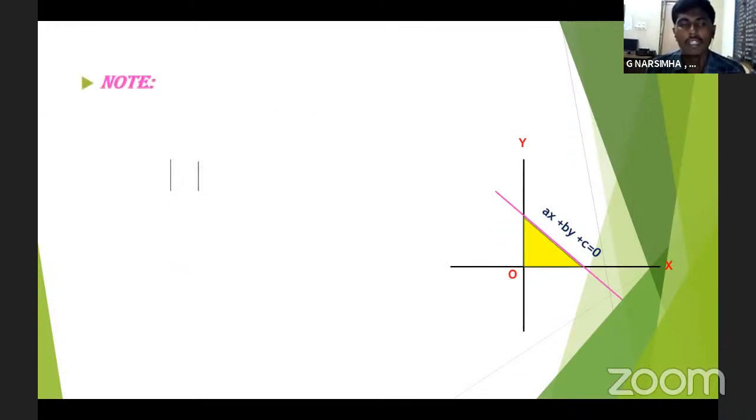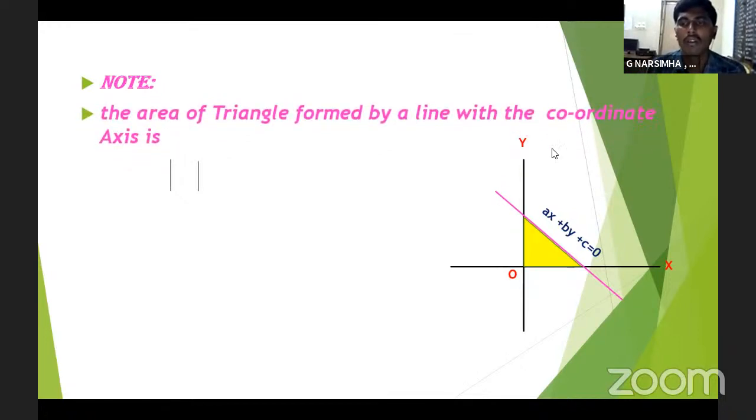This is one important note. Actually, this concept was covered in your previous academic year, that is 1B. The area of the triangle formed by a line with the coordinate axes, meaning both the x-axis and y-axis, is half into modulus of c square by ab, or simply we can write modulus of c square by 2ab also.